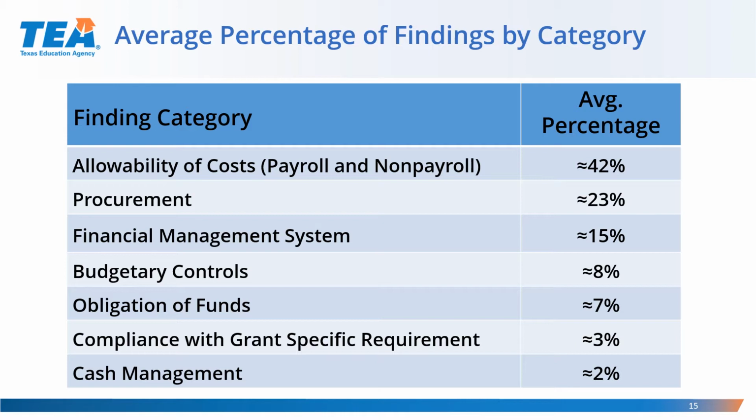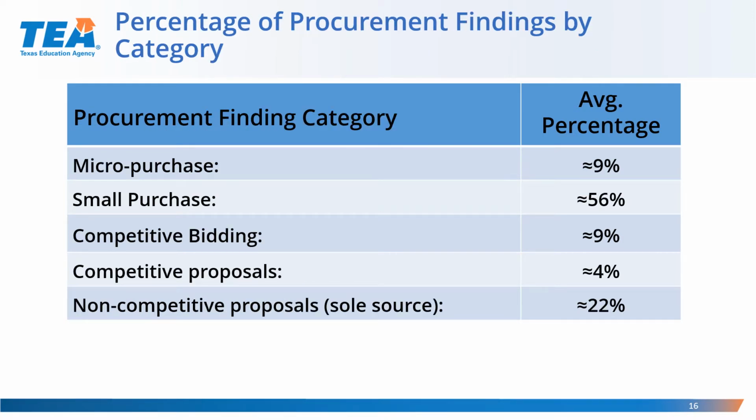In third place, we have financial management systems, accounting for about 15% of all findings, followed by budgetary controls at 8%, obligation of funds at 7%, compliance with grant-specific requirements at 3%, and cash management at about 2% of all findings. Now let's take a look at the percentage of procurement findings by category.